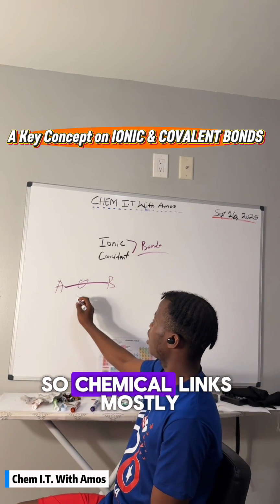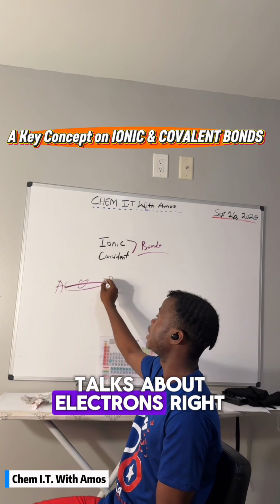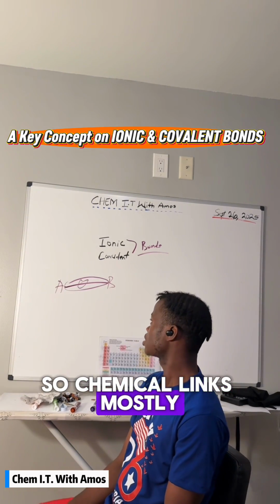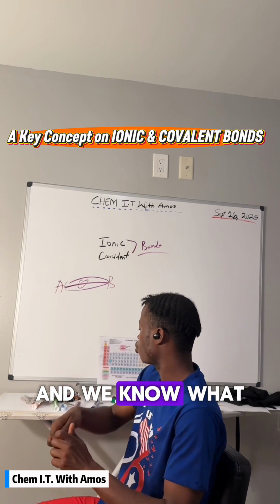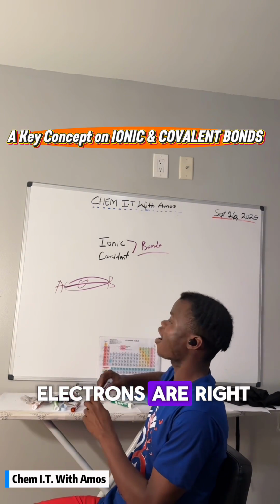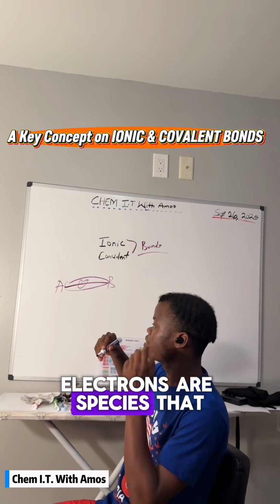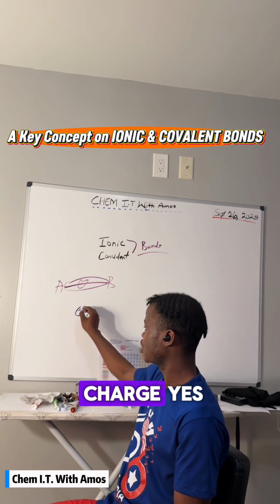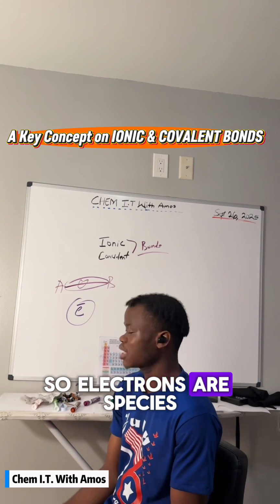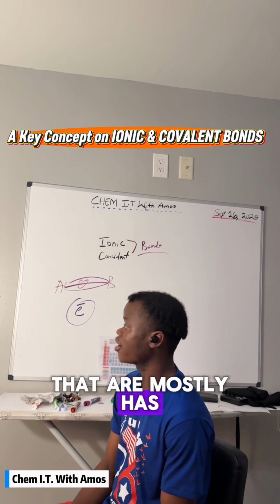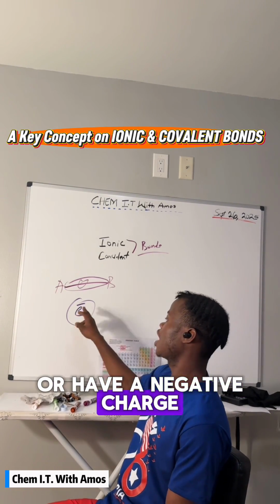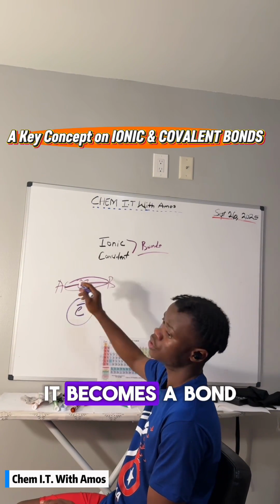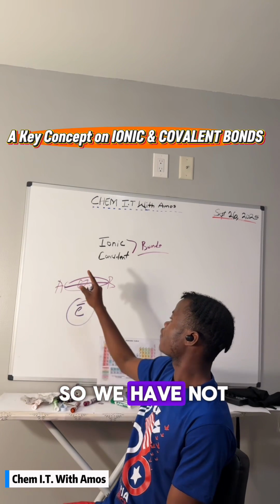Chemical links mostly talk about electrons, and we know what electrons are, right? Electrons are species that mostly have a negative charge. So if you have connected them together right here, it becomes a bond. So we have now learned about bonds.